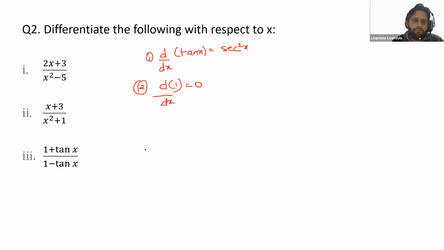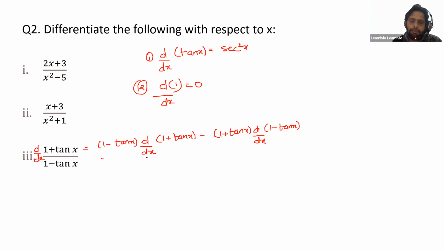Okay, Krishna, you got the answer. Okay, Yusra, I will check. I will do this question. Now here, what we will do, we will write the denominator 1 minus tan x. Okay, we will differentiate the numerator 1 plus tan x. Now minus 1 plus tan x as it is. We will differentiate the denominator 1 minus tan x by denominator square. Okay, 1 minus tan x whole square.